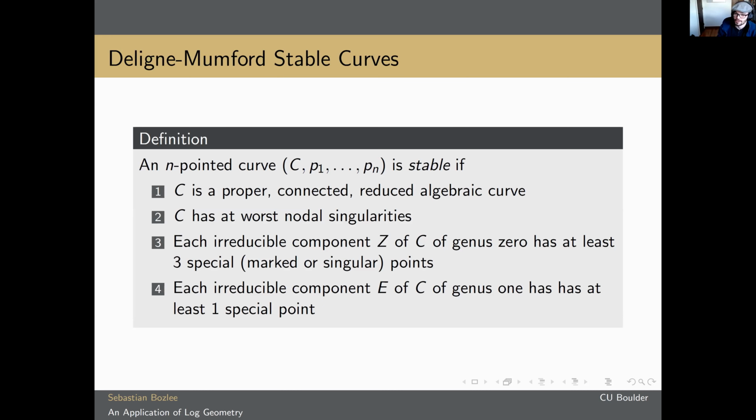is whenever we have an irreducible component of genus 0, we want that to have at least 3 special points. So 3 points that are either marked or singular. And then for each irreducible component of genus 1, we're going to want it to have at least 1 special point, 1 point that is marked or singular.